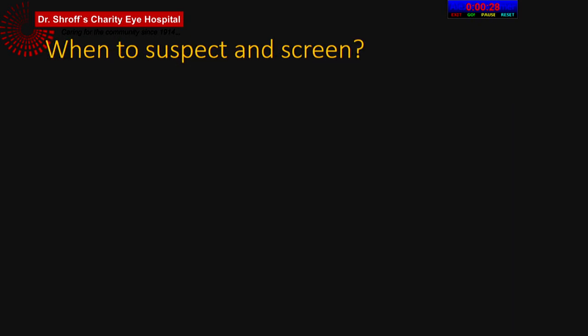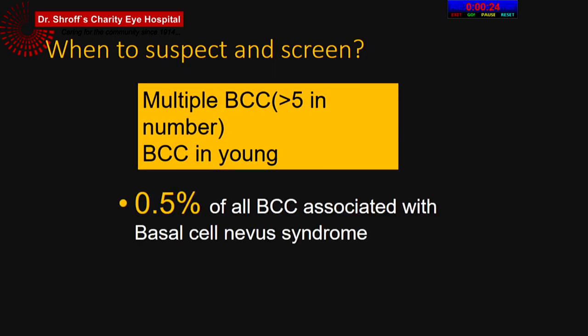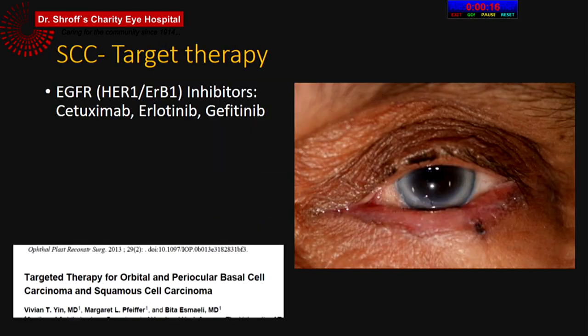If you see a BCC, then in selected patients, we must rule out basal cell nevus syndrome, especially in young patients with BCC, where there are multiple BCCs. Gorlin-Goltz syndrome or the basal cell nevus syndrome needs to be ruled out. There are criteria to diagnose it.